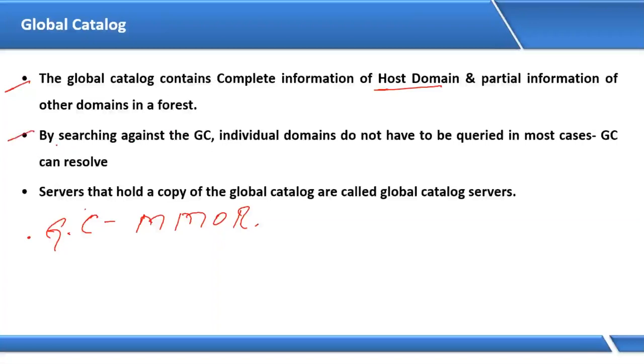You can see the second line, global catalog: against the global catalog here, individual domains do not have to be queried. In most cases, the global catalog can resolve it here. We'll take one example here to understand what is the use of this. What is the use of global catalog?